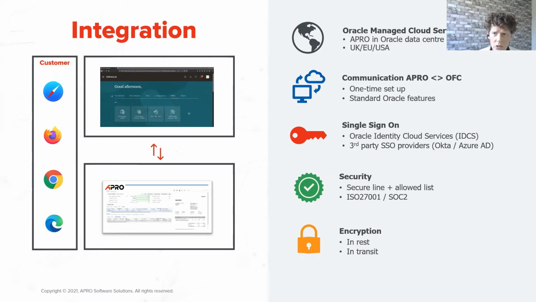And now with Oracle Financials Cloud, you have your Oracle Financials Cloud running in a data center of Oracle. So for example, you have your Oracle Financials Cloud in the UK. What we can do then is deploy our application also in that same data center in the UK. Then we connect our solution with your Oracle Financials Cloud solution. It's a one-time setup, and we only do that with standard Oracle features, so features that Oracle supports out of the box. That's how we can connect, and how we can make use of your data.